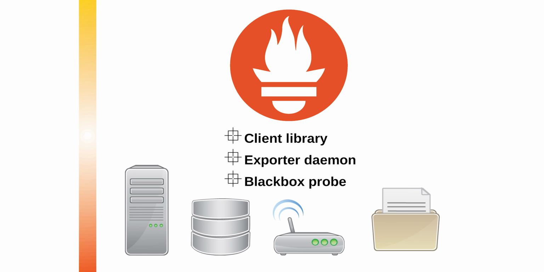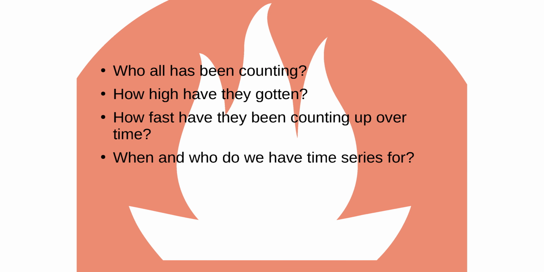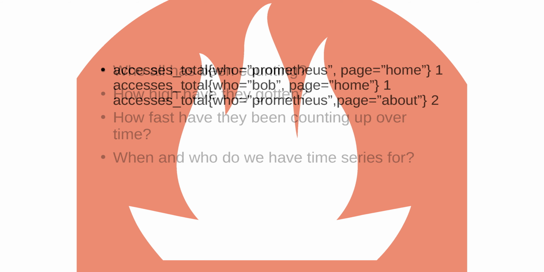The point of all of this is that we can then go to Prometheus and ask questions about these time series. Things like, if we've been counting accesses, how high have they gotten? How fast are they counting up over time? And when are they there? And if we haven't seen them, or if they're different things, like say you have multiple web servers in a server pool, when have they come and when have they gone?